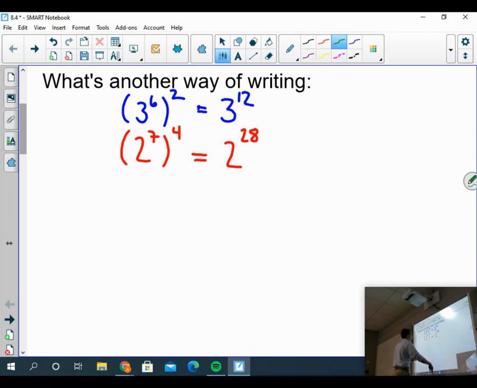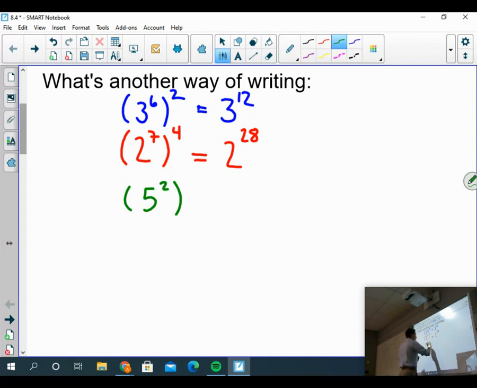Well, you'll notice if you multiply the exponents, it turns out to be the exponent of your simplified version. 3 to the 6th squared, if I do 6 times 2, I get 3 to the 12th. If I have 2 to the 7th to the 4th, I get 2 to the 28th. Let's look at one more example to make sure the pattern still exists.